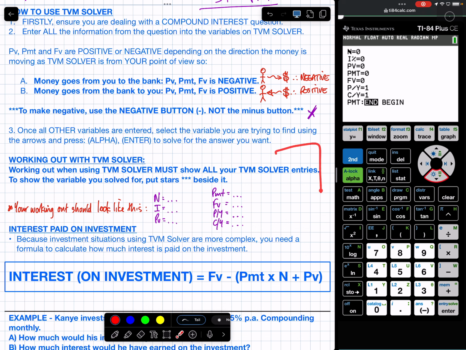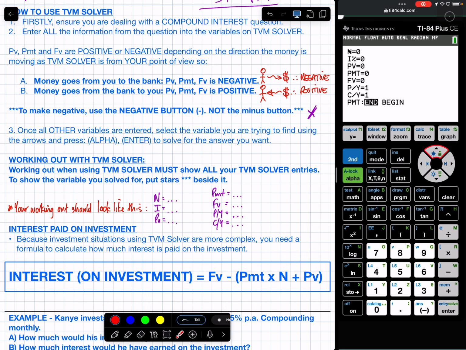This, I've put it in blue, but as long as you remember, if you're working out using TVM Solver, just write down what you put in and then put a star next to the thing that you solved for, okay? If all you do is write an answer and it's wrong, how many marks are you going to get? 0. Most TVM Solver questions are 2 or 3 marks. If all you write is the wrong answer, you'll get 0.